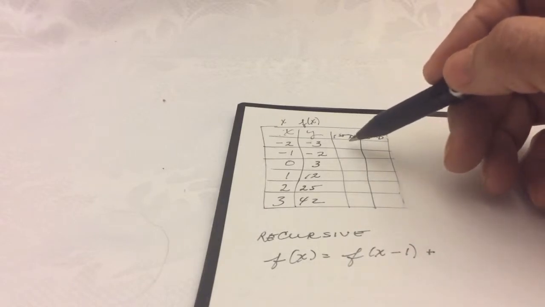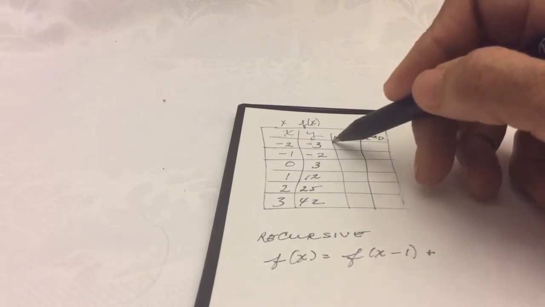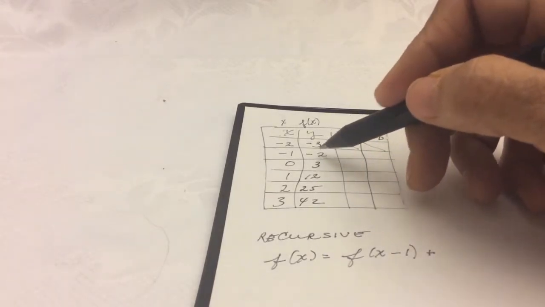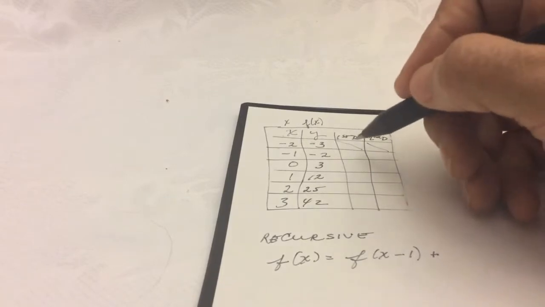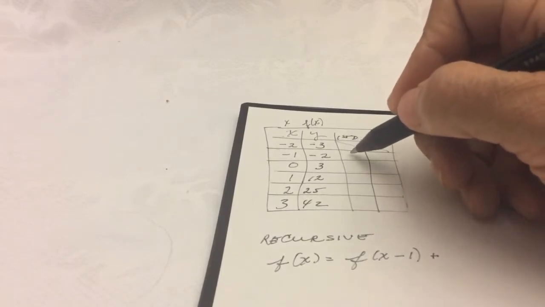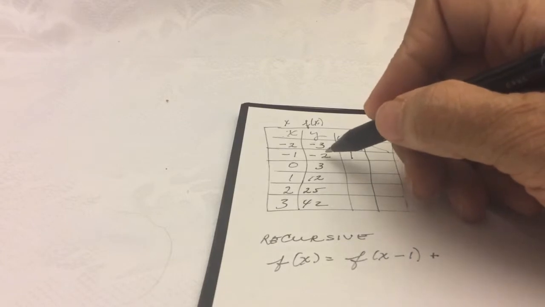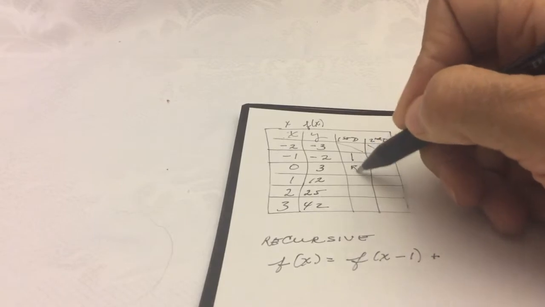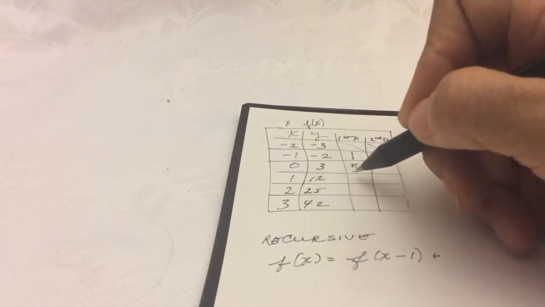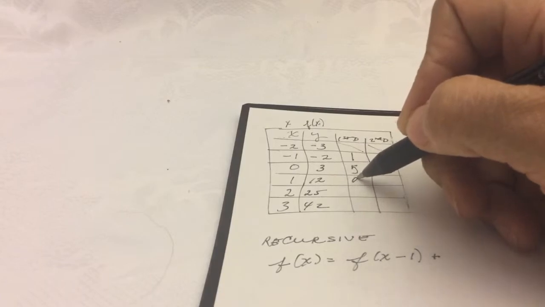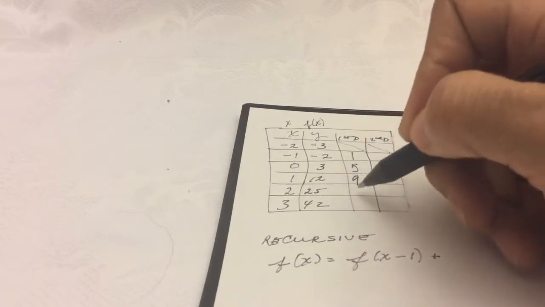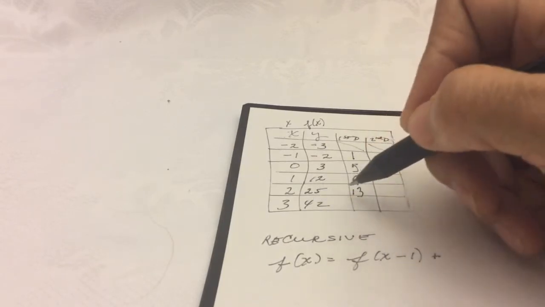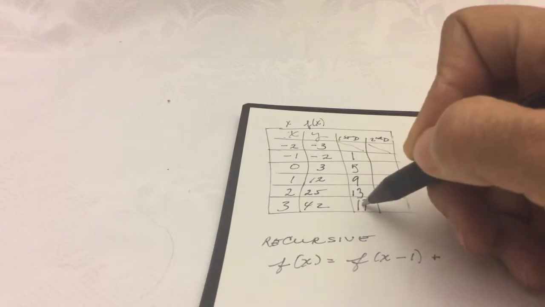So let's get our first difference first. Okay, we know we're not going to use these two columns. All right, what do we add to negative 3 to get negative 2? It's going to be 1. And what do we add to negative 2 to get 3? It's going to be positive 5. What do we add to 3 to get 12? It's going to be 9. What do we add to 12 to get 25? It's going to be 13. And what do we add to 25 to get 42? It's going to be 17.